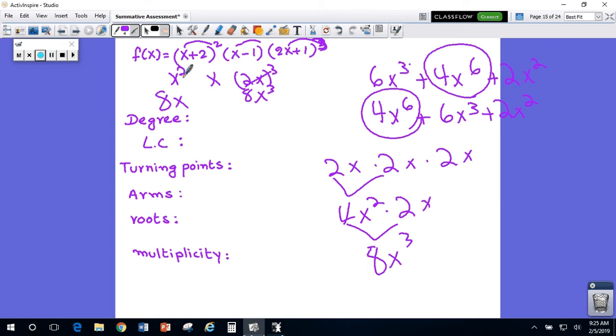Now how many x's do I have? 2, 3, and 4. And 3 more will be 6. So that being said, my leading term is 8x to the 6th power.